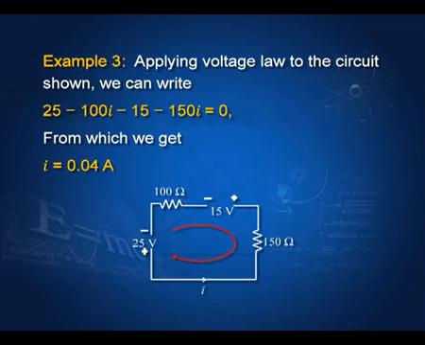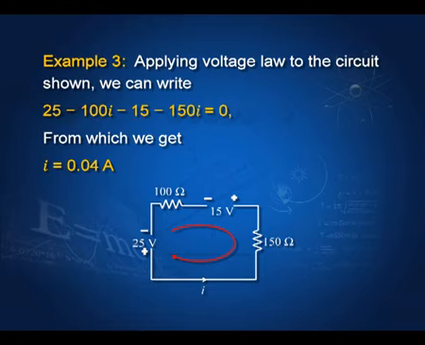Applying the voltage law to the circuit shown, we can write, just for practice, we are doing this in the clockwise direction. When we do that, we meet the plus sign of this, therefore, 25, and then the current is going this way. So, we meet the current in the opposite direction, we are going this way, the current is going this way. So, minus 100 I, and then we meet this battery at its negative terminal. So, therefore, minus 15 and minus 150 I, because the current is going this way, we are going this way. So, we can solve this and get the current.